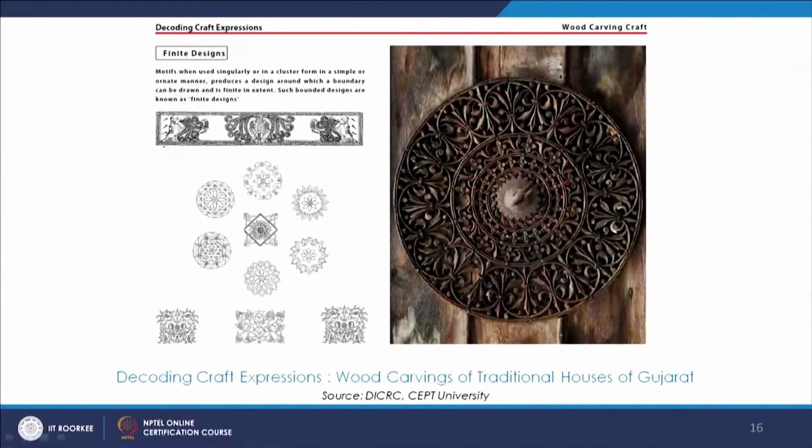So we were talking about finite designs in the previous slide, and this has been explained here by the ICRC, and this is also largely the work which is done in the book Naksh. The author is Jay Thakkar, and he's saying that motifs when used singularly or in cluster form in simple or ornate manner produce a design around which a boundary can be drawn and is finite in extent. Such bounded designs are known as finite designs.